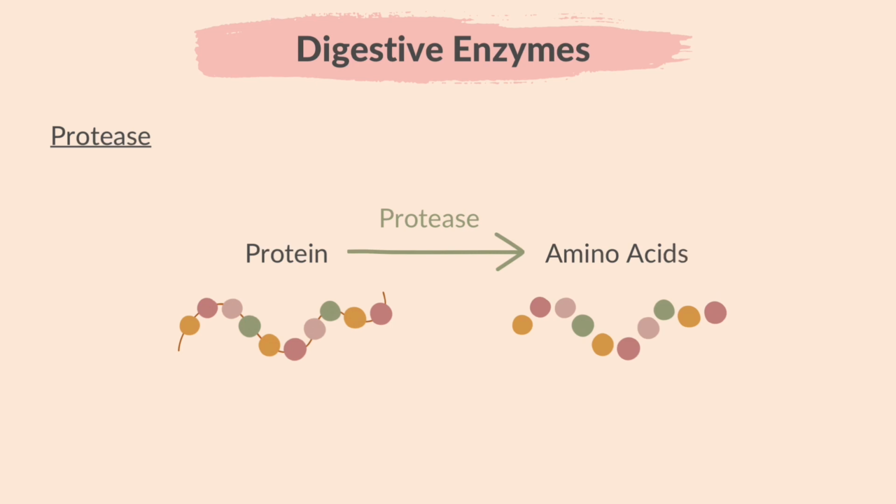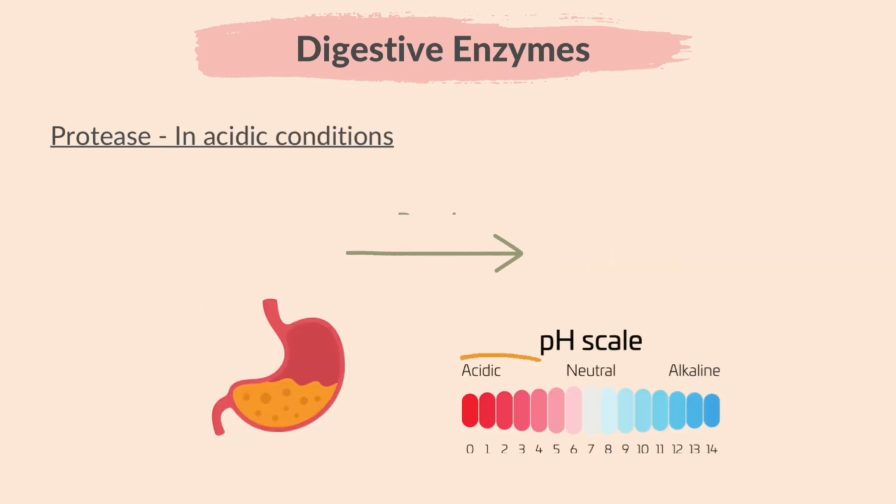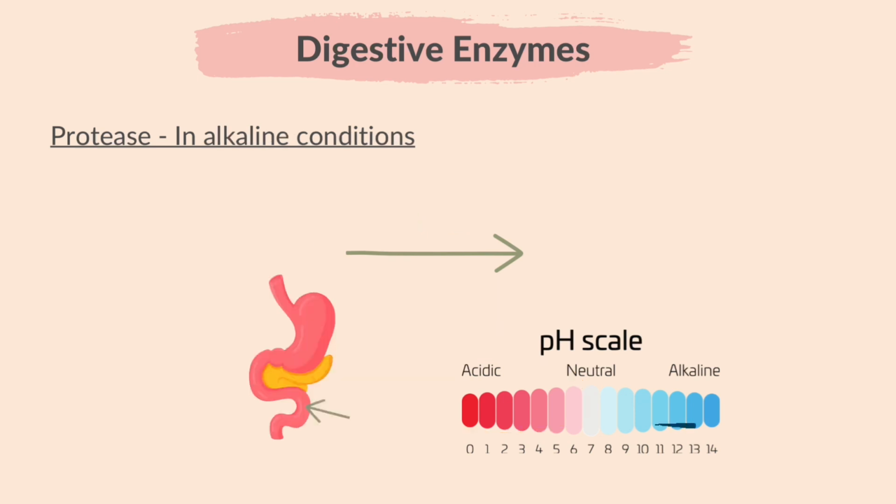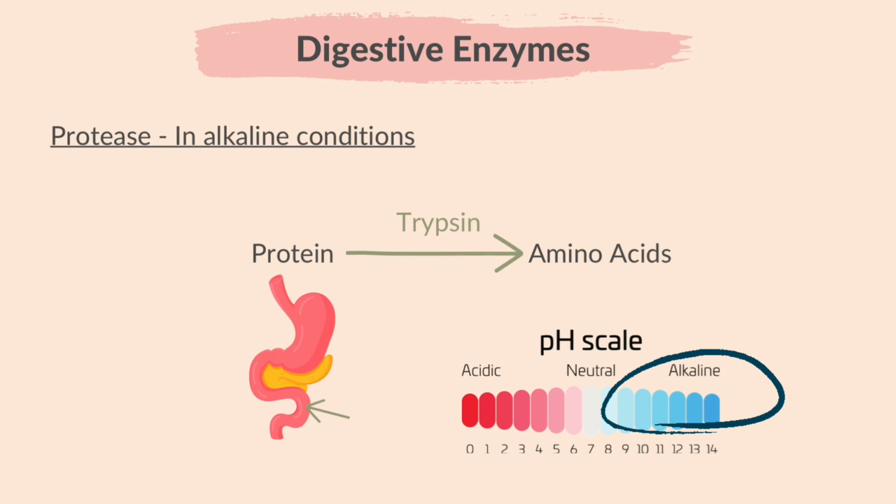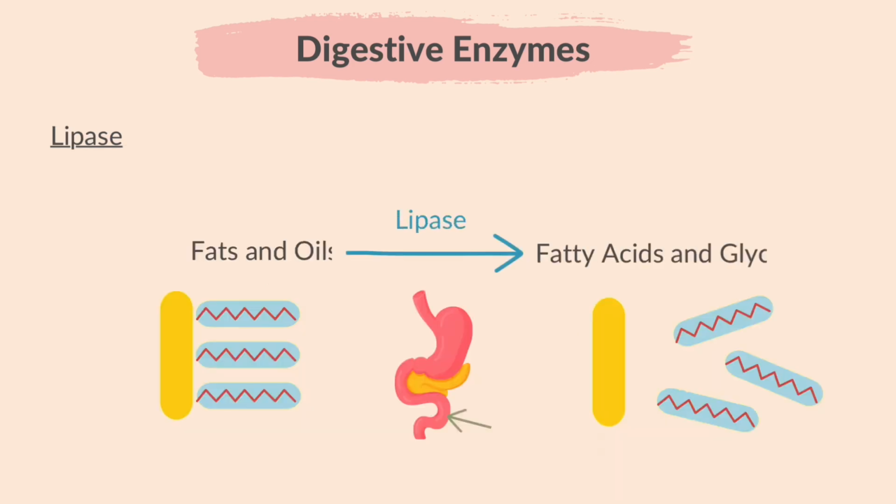The enzyme protease breaks down protein to amino acids. In the stomach, where the conditions are acidic, the protease pepsin breaks down protein to amino acids. In the small intestine, where the conditions are alkaline, the protease trypsin breaks down proteins to amino acids. Lipase is the enzyme that breaks down fats and oils to fatty acids and glycerol. This takes place in the duodenum.